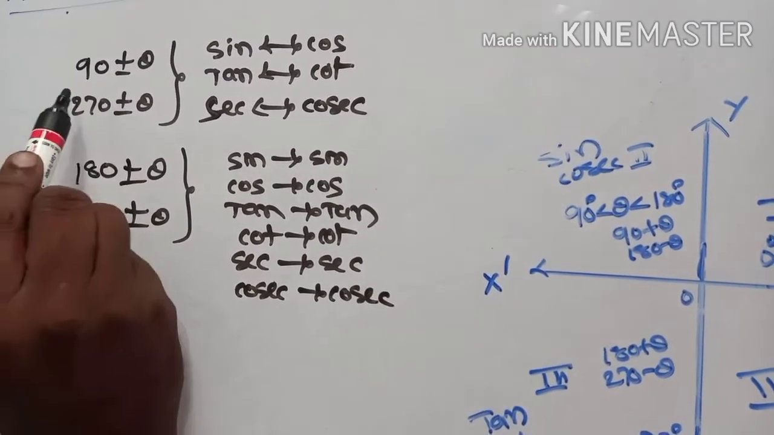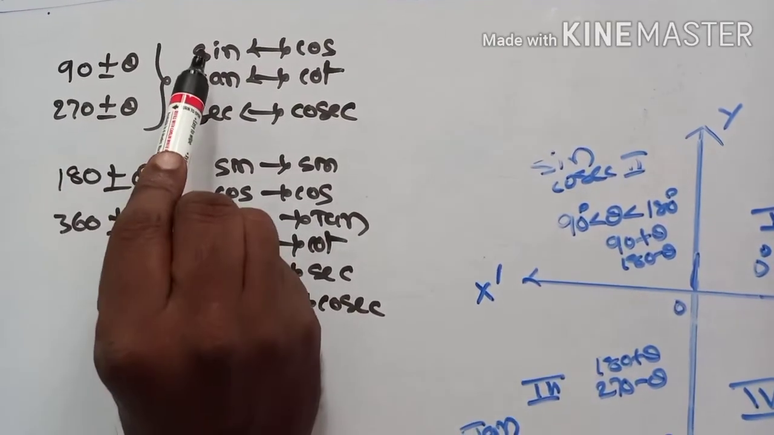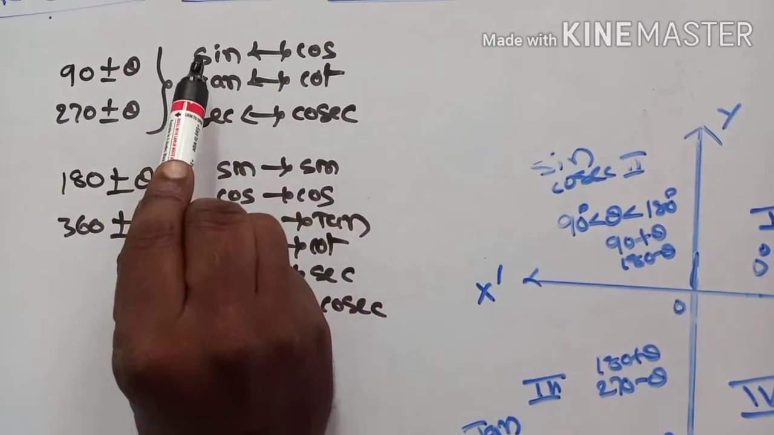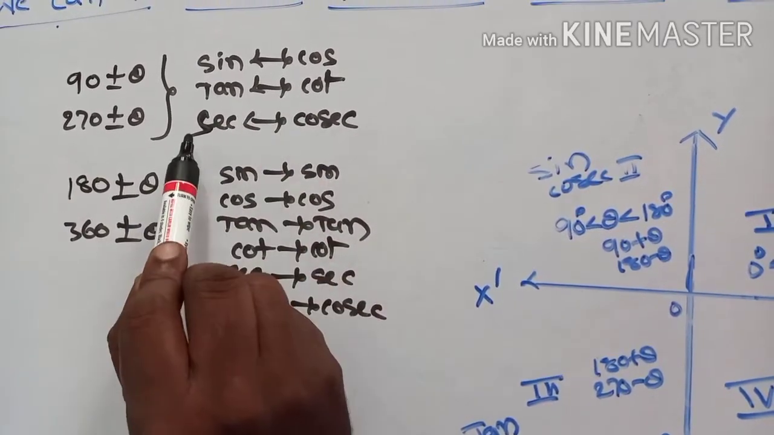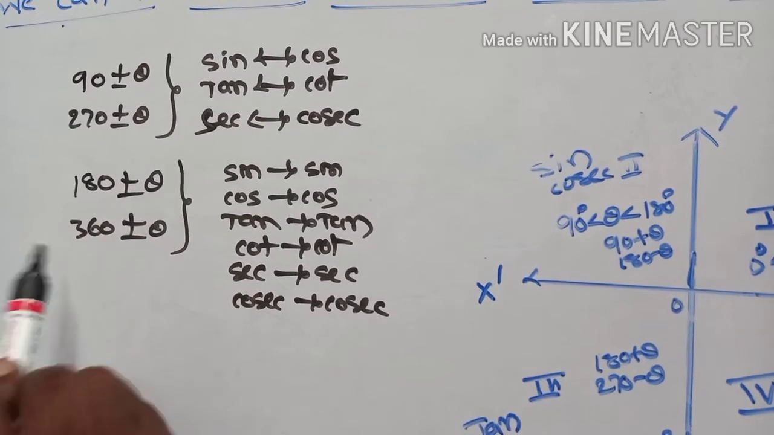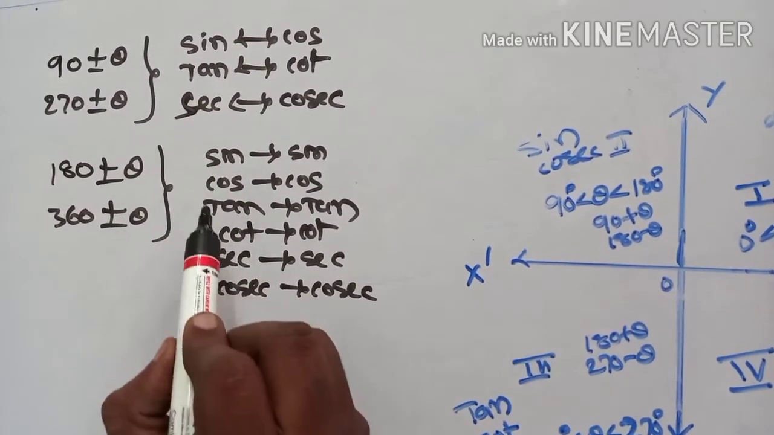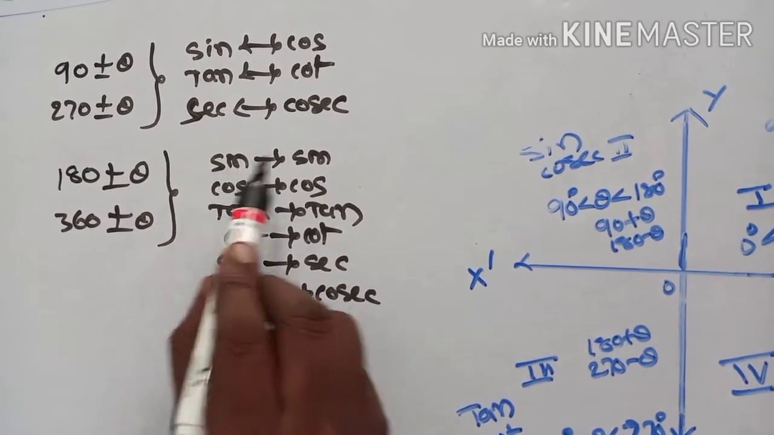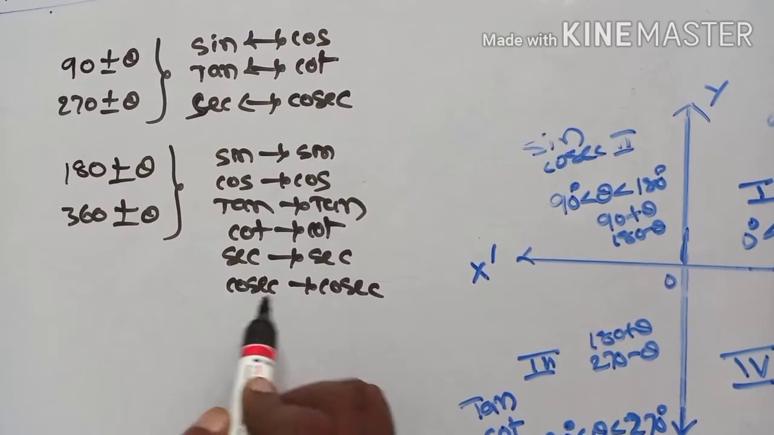For 90 plus or minus theta and 270 plus or minus theta, sine changes to cos, cos changes to sine. Tan is cot, cot is tan. Sec is cosec, cosec is sec. For 180 plus or minus theta and 360 plus or minus theta, the trigonometric ratios do not change. Sine is sine, cos is cos, tan is tan, cot is cot, sec is sec, cosec is cosec.